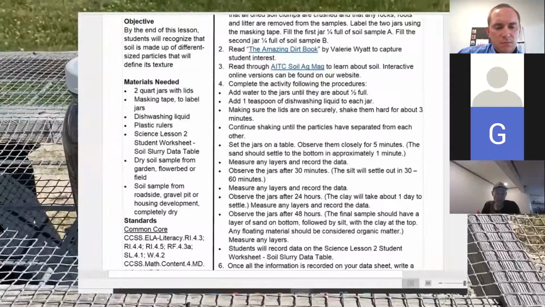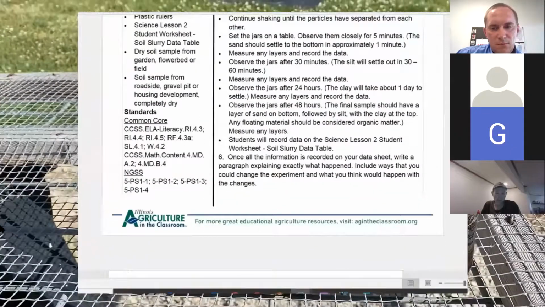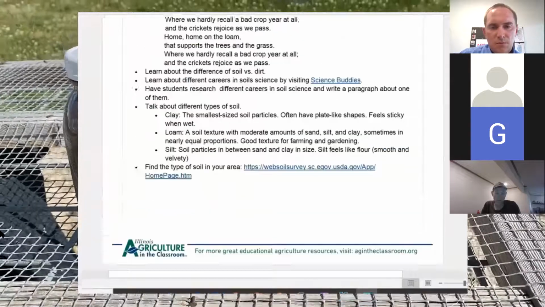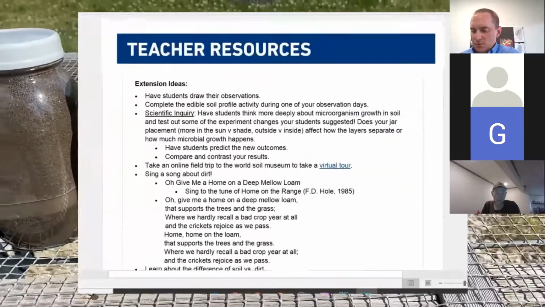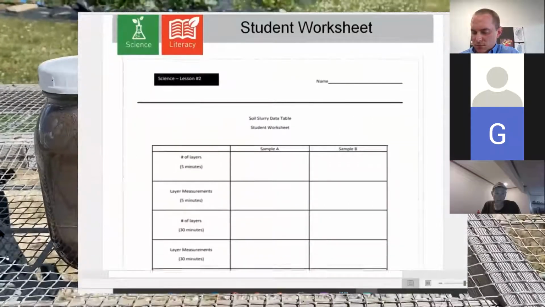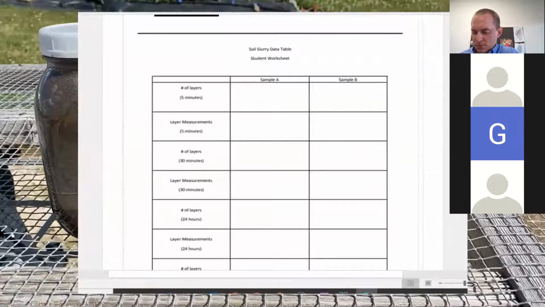And we have a worksheet that we use with this. I'll put it up on the screen here. This is something you could use with your students to measure these different layers as they start to form, or you can modify it if you want to do some other experiment with it. The idea is that students are going to track how these soil layers start to form in this soil slurry.